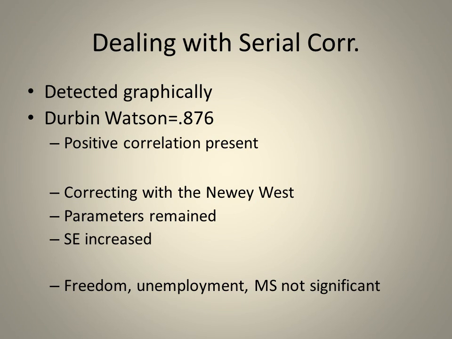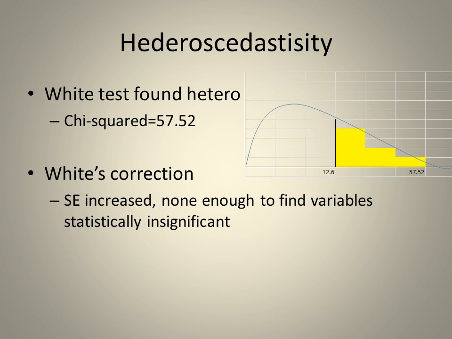It showed positive serial correlation, so I corrected this with the Newey-West. My parameters remained the same. Those are the coefficients on my betas, but my standard errors increased. So the freedom index, the unemployment rate, and being from Mississippi proved not to be statistically significant at this point. I also checked for heteroscedasticity. I used the White's test and found heteroscedasticity with a chi-squared score of 57.52. My rejection region was 12.6.